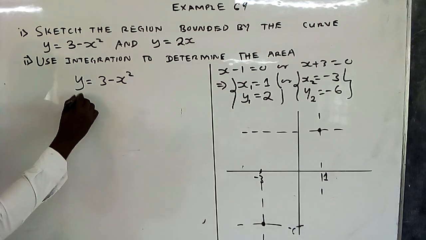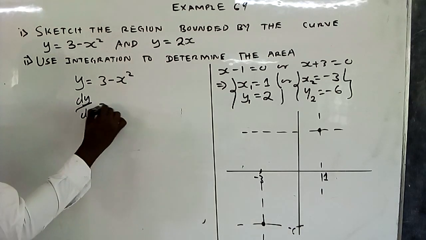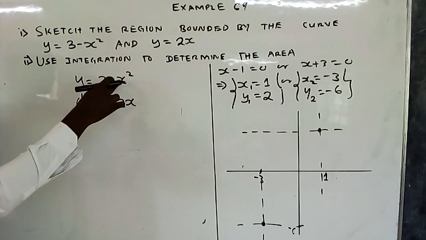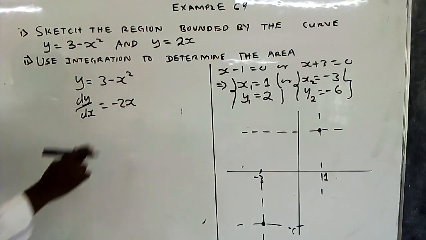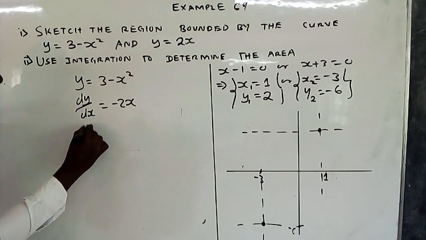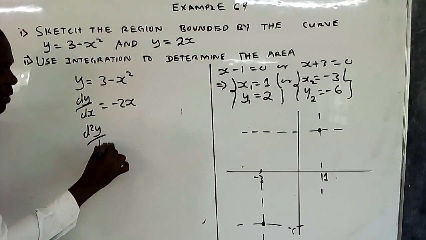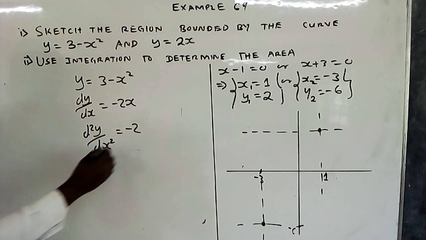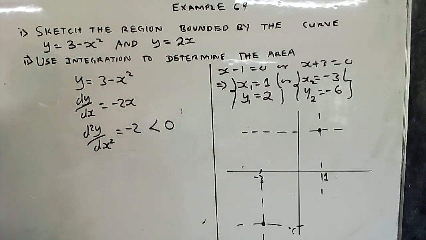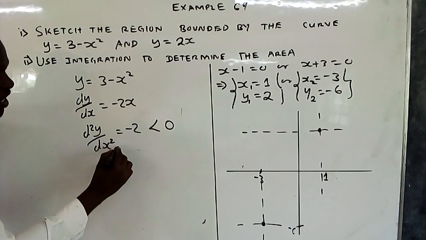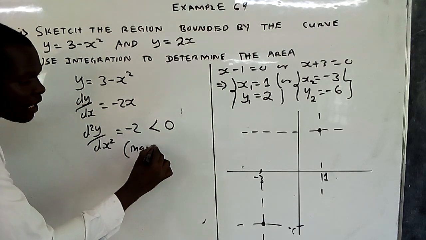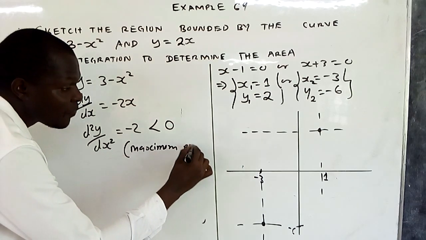So if you differentiate y with respect to x, what do you get? Differentiating the constant, you get 0. If you differentiate negative x squared, you get negative 2x. Then the second derivative, if you differentiate it for the second time, d squared y over dx squared, you get negative 2. So as you can see, negative 2 is less than 0. So when negative 2 is less than 0, it means we have a stationary point here, which is a maximum.